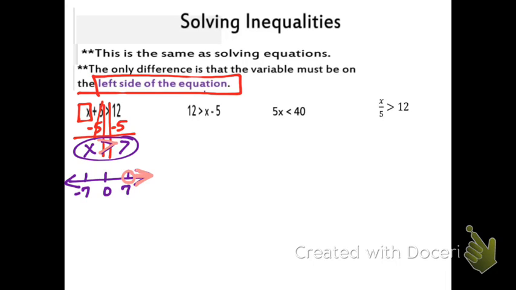So let's look at the second one. The second one is x minus 5 is less than 12... x minus 5 is greater than 12. So line up your inequality. Box your x. It's a subtraction problem, so we're going to add. So we're going to add 5 over here. We're going to add 5 over here.